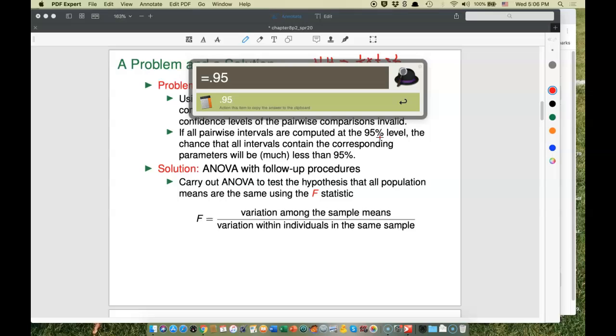So if we take 0.95 times 0.95, well, I don't want to write all that, so we'll just do 0.95 to the 10th power. Notice now that the probability is 60%. 60% what? That 60% is the chance that all the intervals are right. So we started out saying we have 95% chance that our interval's right. It's a 95% interval.